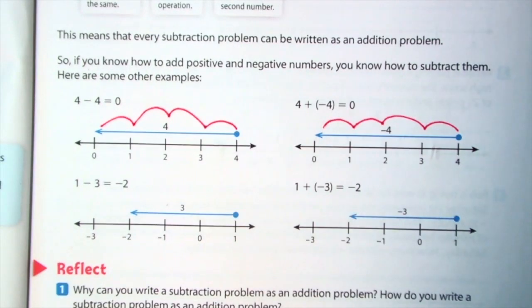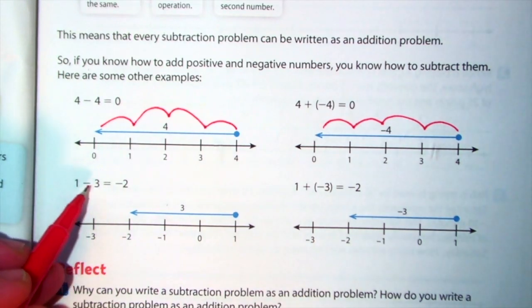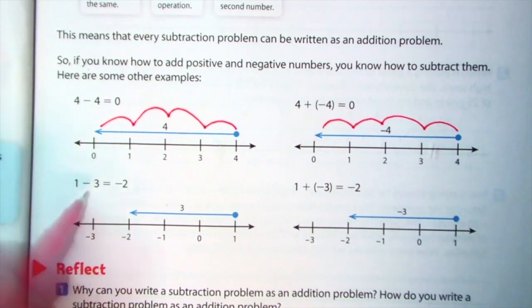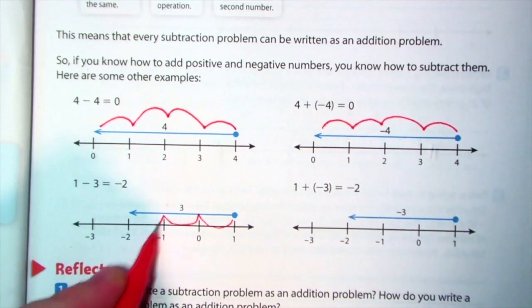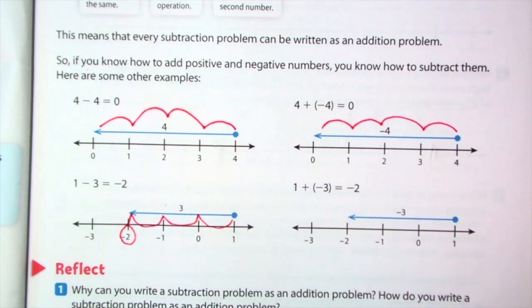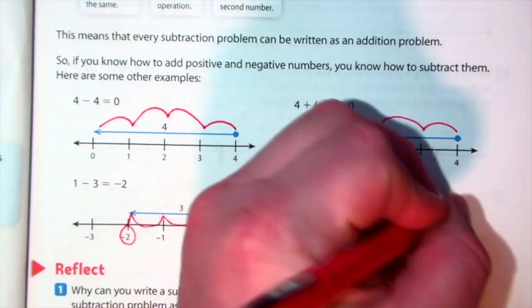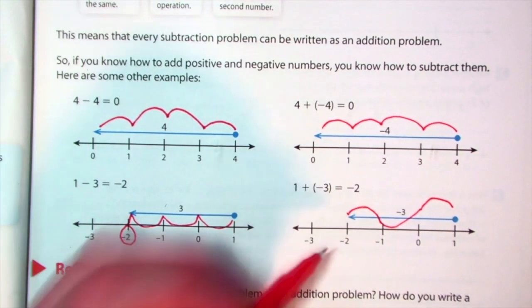Now, what about this next one here? What about 1 minus 3? Well, I'd have to start at 1, and then I would have to go to the left of that 1, 3 spaces. So I'd go 1, 2, 3, which puts me right here at negative 2. And the same thing can be said if I said 1 plus the quantity negative 3, which would still give me negative 2. Uno, dos, which puts me right here.